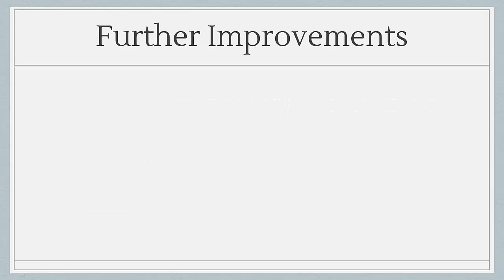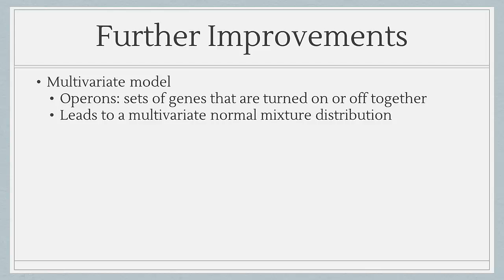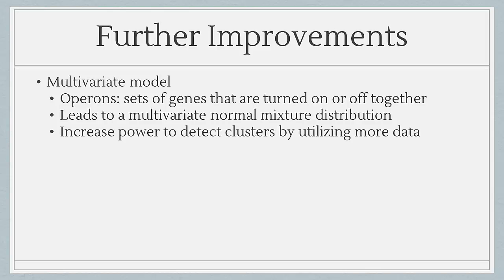We made some further improvements to this model this summer. First of all, we extended it to a multivariate model, using operons, which are sets of genes that are turned on or off together. Using these operons, we naturally end up with a multivariate normal mixture distribution, instead of the univariate distribution we saw on the previous slide. This increases our power to detect clusters by utilizing more data. For instance, if there is an eij we're uncertain of our call of, we can effectively look to other genes in the same operon in that experiment and their expression values to determine what the call should be for the original gene.